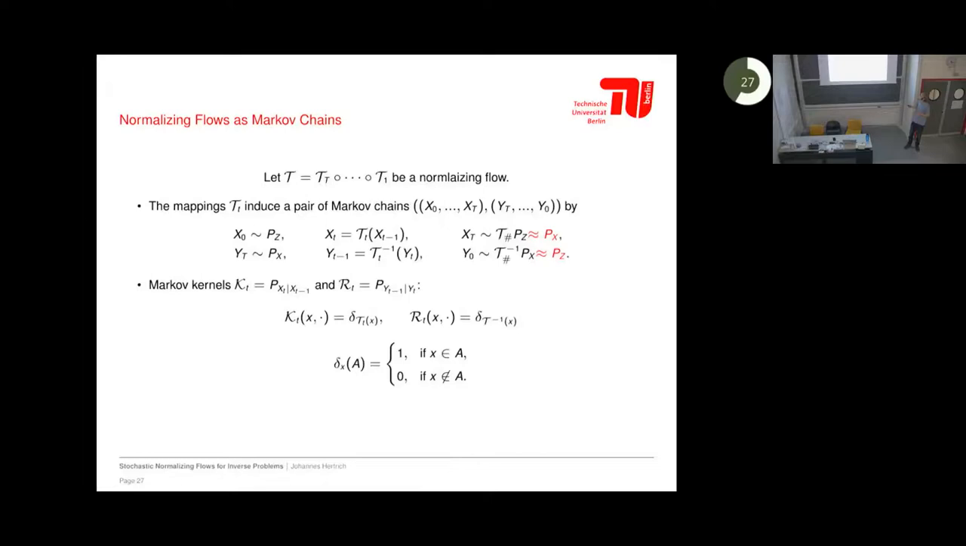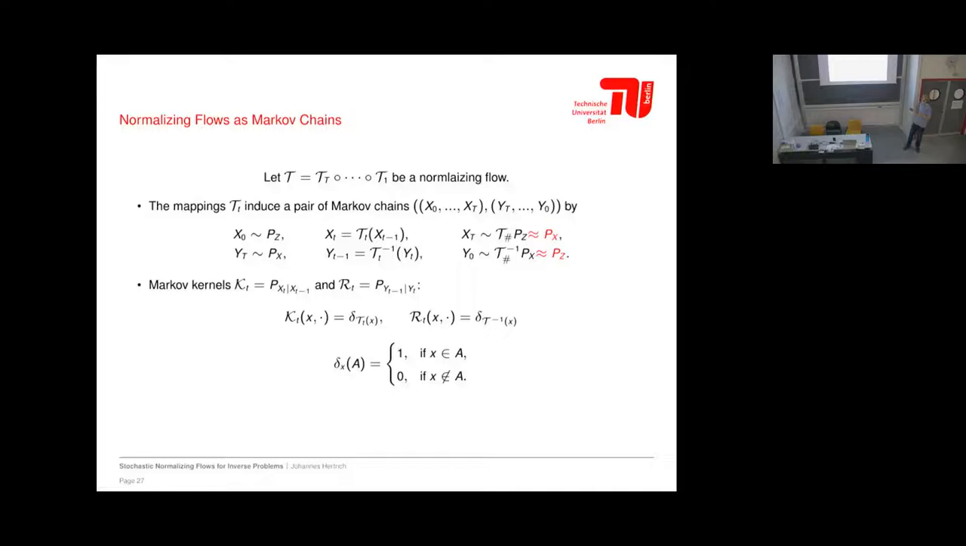And now, what does all this have to do with normalizing flows? When we have a normalizing flow, which consists of several layers, we can induce two Markov chains. The first one models the forward process, how we come from the latent distribution to the data distribution, by sampling x0 from our latent distribution and then generating the Markov chain by applying all the layers of our normalizing flow. What comes out is our approximation. And we can do the same thing backwards. We start with the data distribution and apply the inverse layers, and we end up with our approximation for the latent distribution.